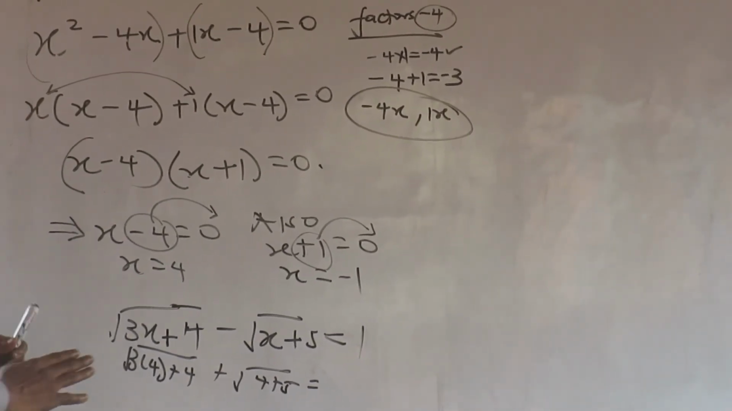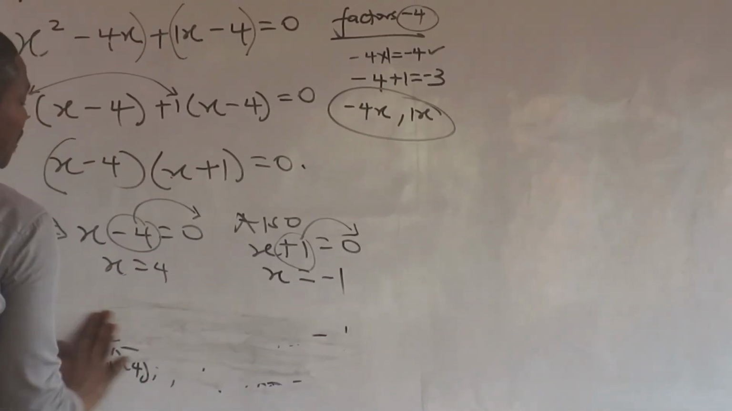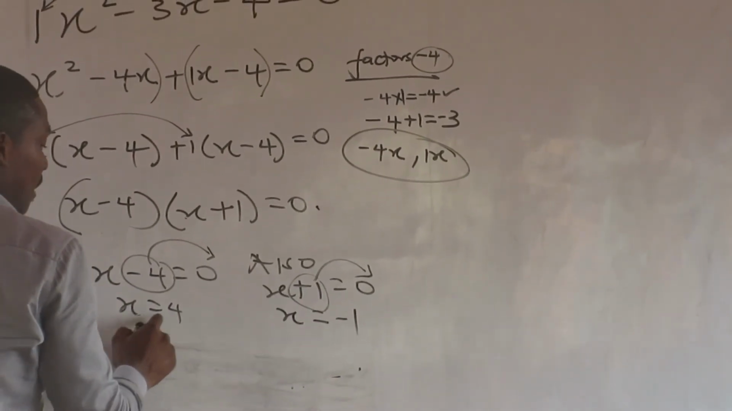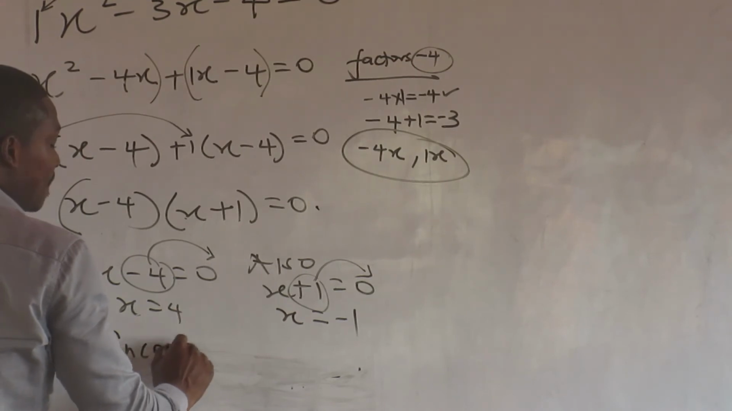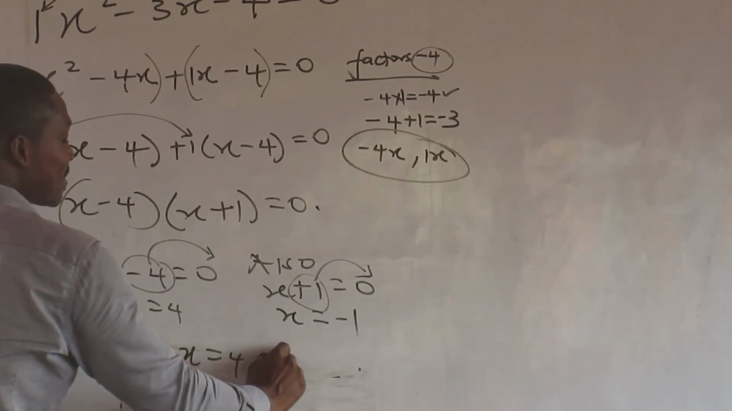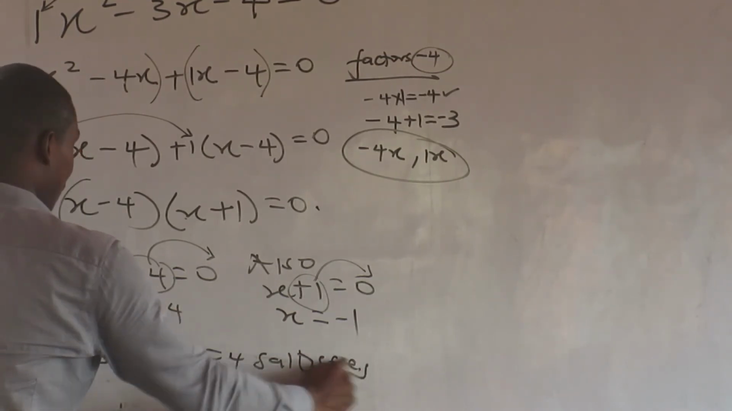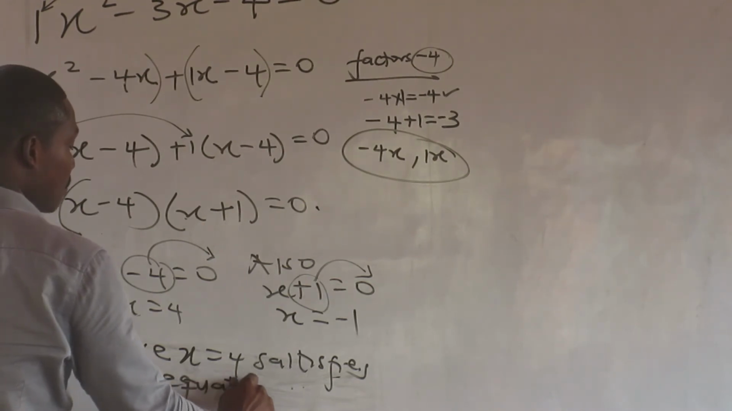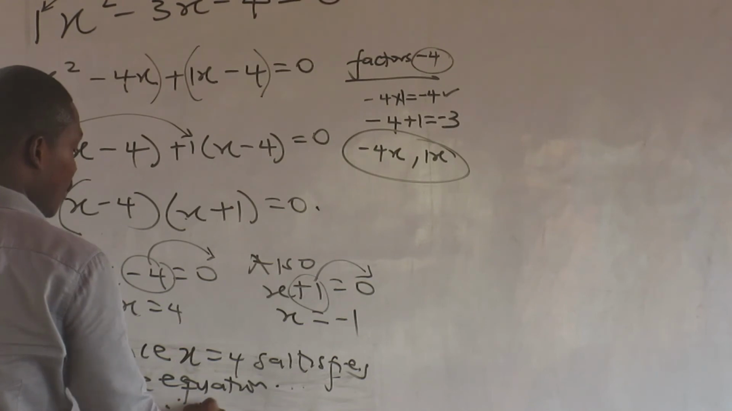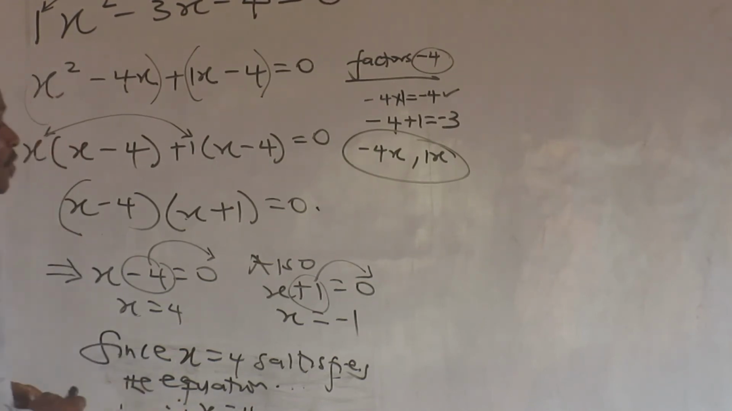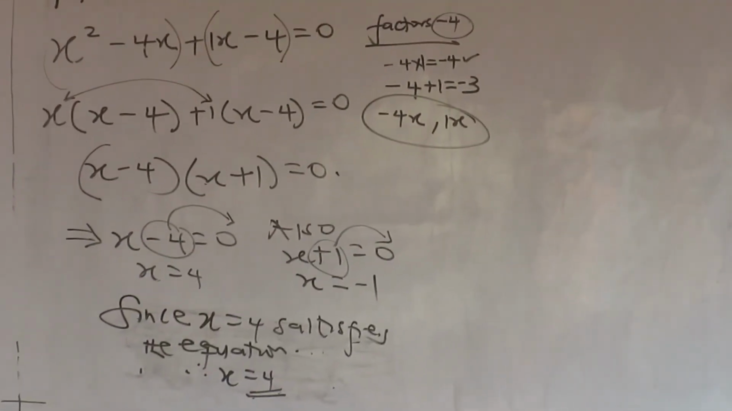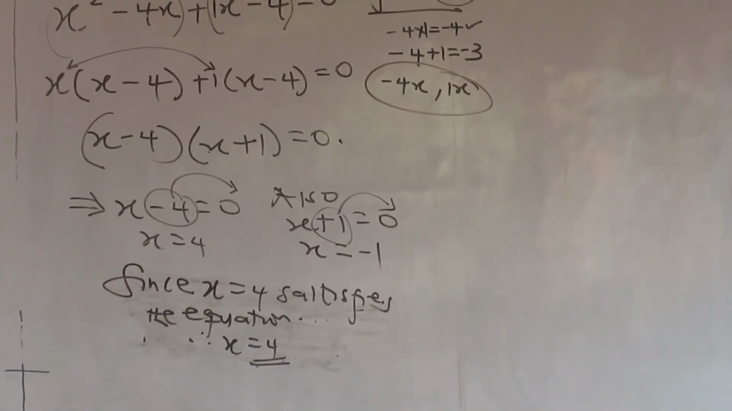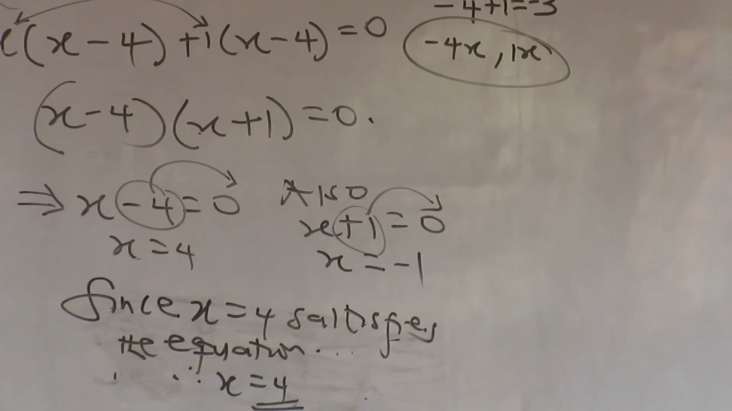So it means what can satisfy this equation is this. So since x equals 4 satisfies the equation, therefore x equals 4. So minus 1 does not. Now that is the end of radical equation under the topic SURDS.